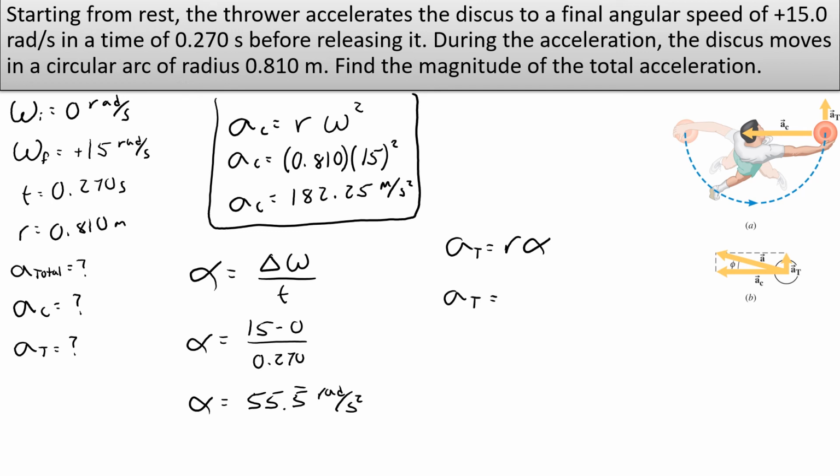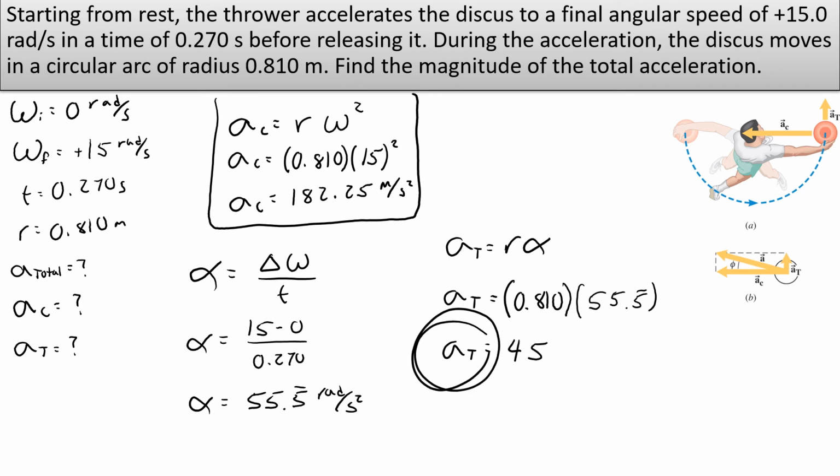The tangential acceleration is equal to 0.810 times the angular acceleration that we just found. And you get a tangential acceleration of 45, exactly 45. What are the units for tangential acceleration? They're going to be a meter times a radian per second squared. So that just is a meter per second squared.